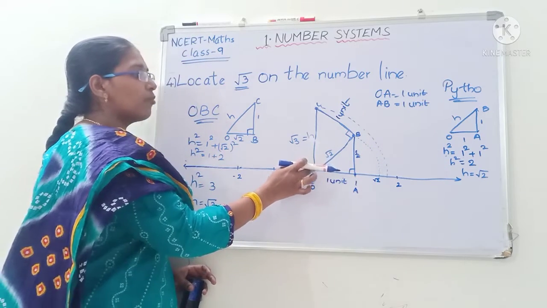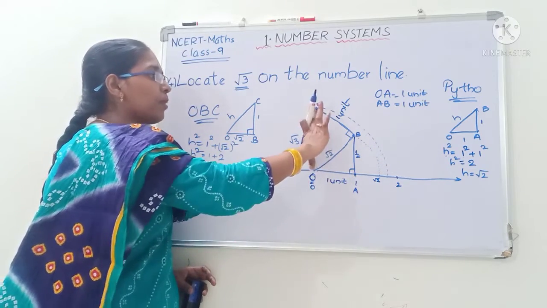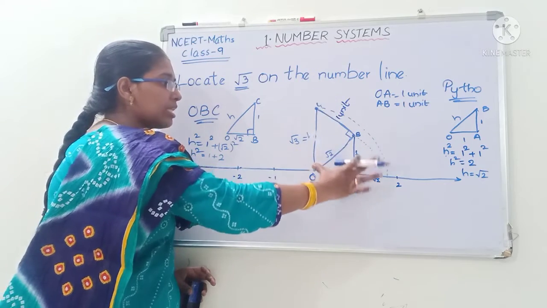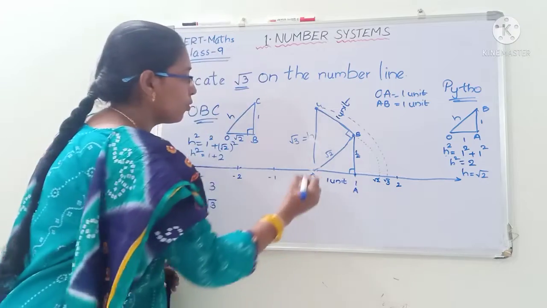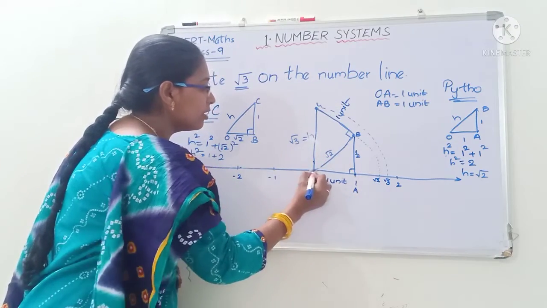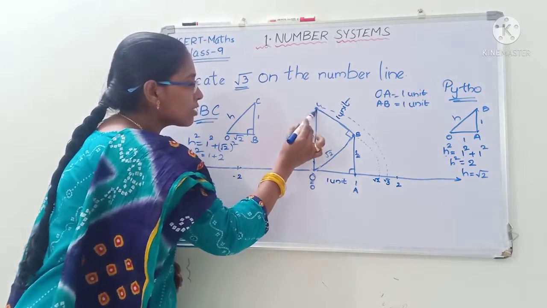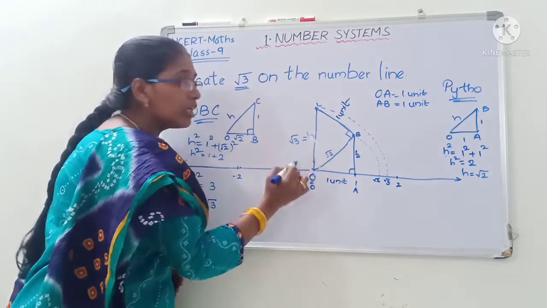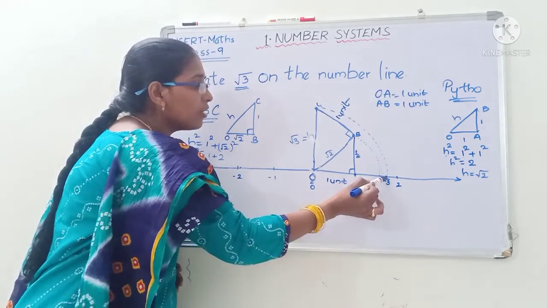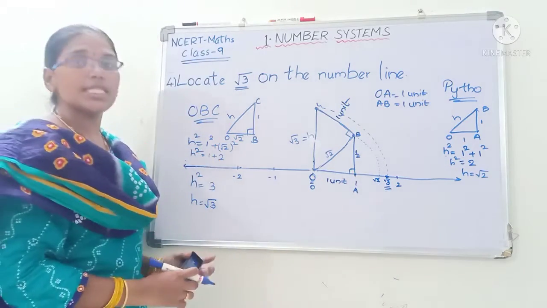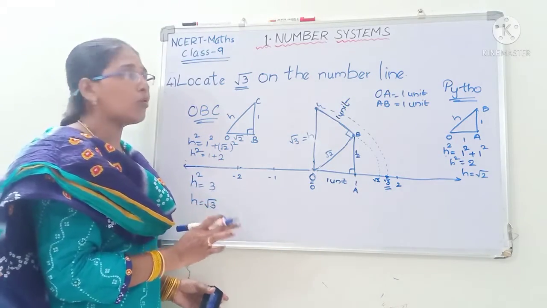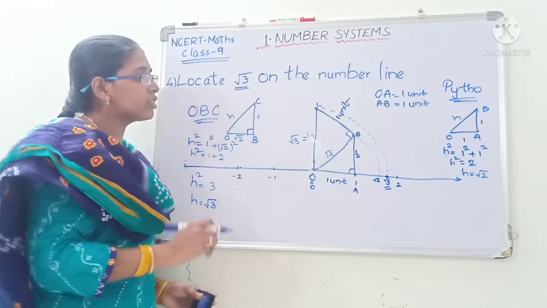What do you do? From O, keep your compass at O, measure OC and mark this on the number line. You get root 3 now. Why did you get root 3 here? Because OC is root 3 and OC length only we marked on the number line. So you get root 3 here. This is the method you should follow to locate root 3 on the number line, children.